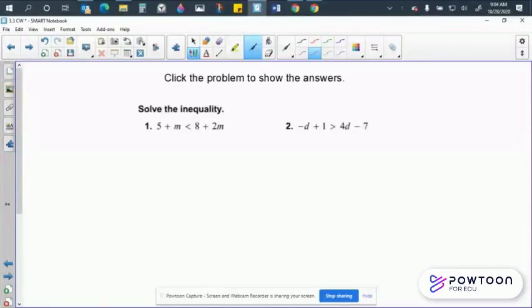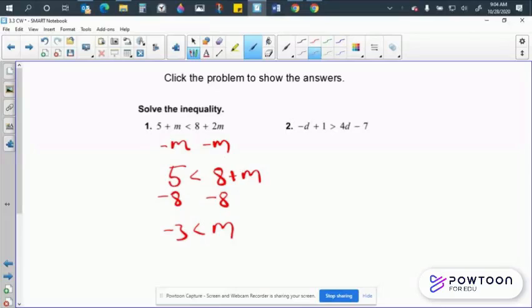Solve number 1. Okay, I'm going to subtract m from both sides. So 5 is less than 8 plus m. Subtract 8, and negative 3 is less than m.